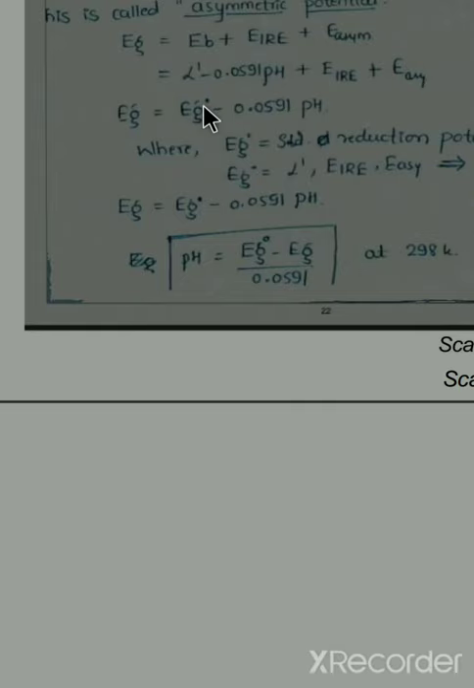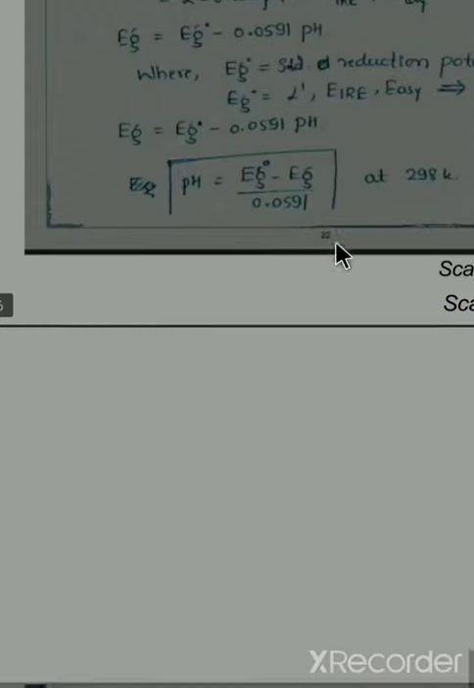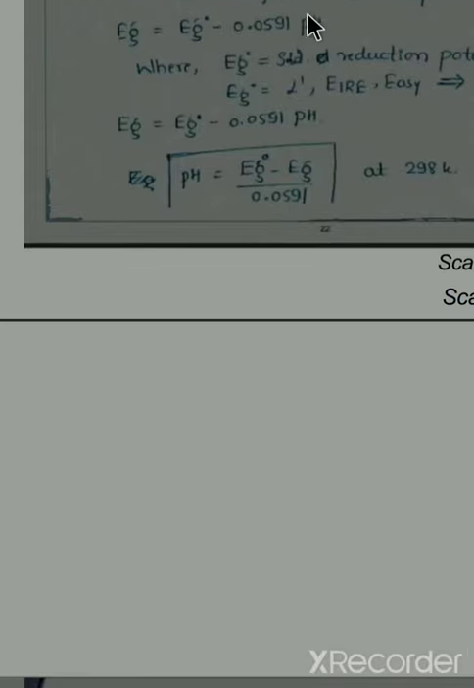So what you are left with is Eg equal to Eg naught minus 0.0591 pH. This is the expression for the potential developed in a glass electrode. Now you want to know the pH value, right? So you just make some rearrangements to get the pH. You get pH as Eg naught minus Eg divided by 0.0591 at 298 Kelvin. So this is at constant temperature.